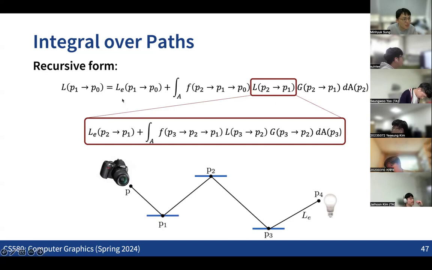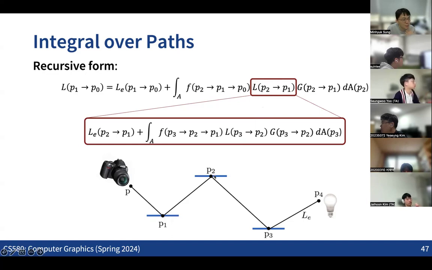For this computation, we are going to have these two terms. One is the emission, and the other is the reflection, right? Then we are also going to have this term, which is the light from P to P1, right?